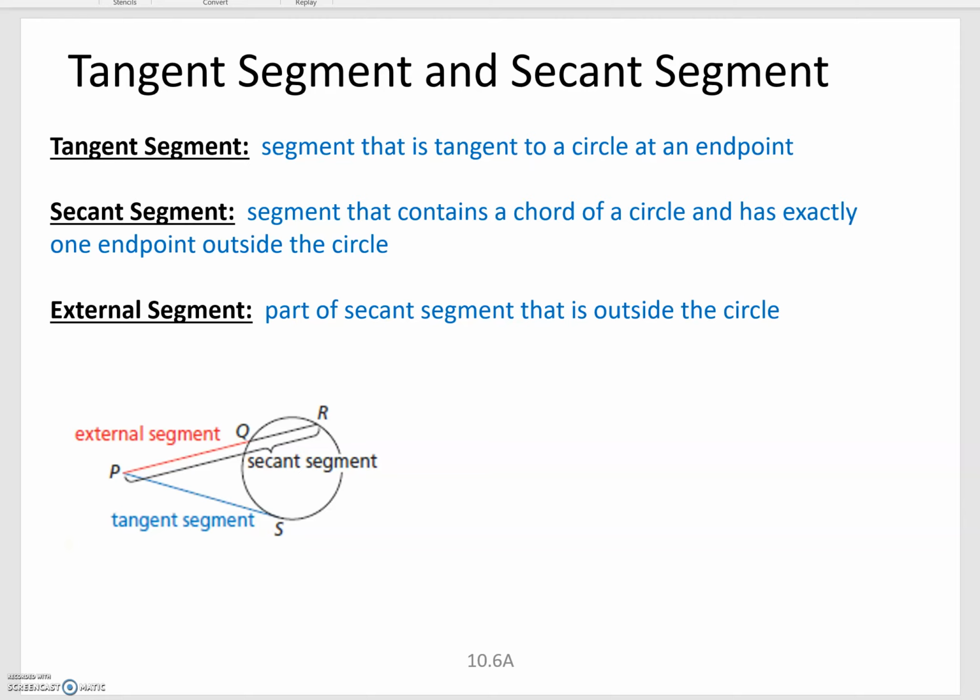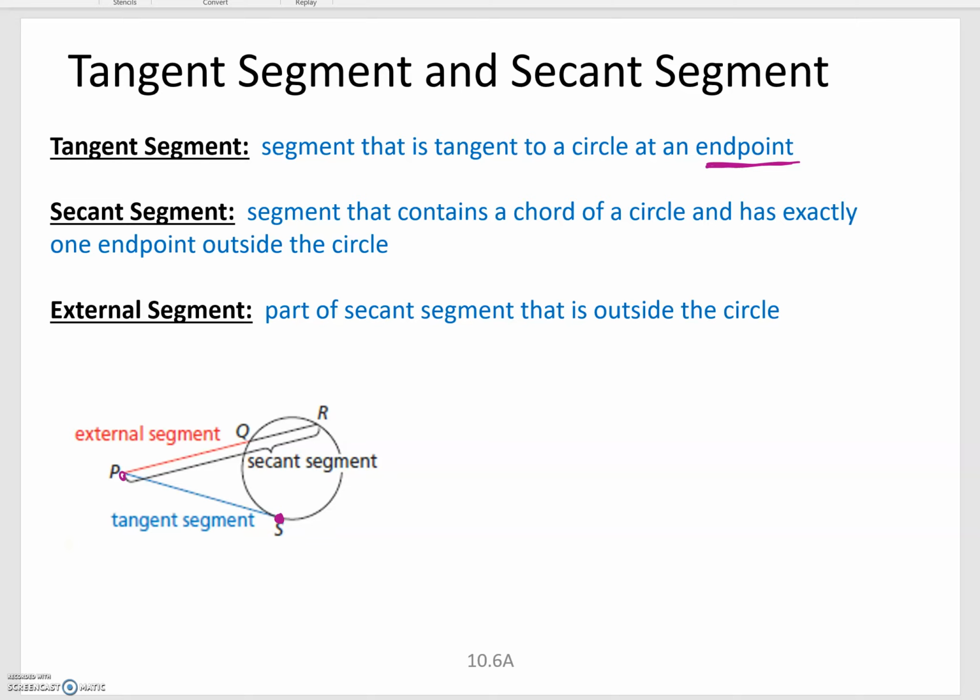Okay, so now we're going to talk about tangent segments and secant segments. Okay, so a tangent segment is a segment that is tangent to the circle at an endpoint. So notice it's tangent to the circle at the endpoint. Okay, it is only going to hit the circle one time. Remember, that's what a tangent is.